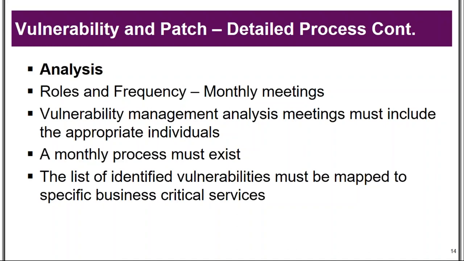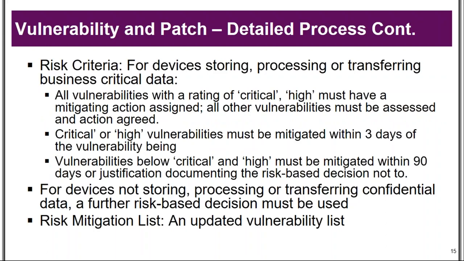So speaking of that, let's talk about risk criteria. So we're going to establish a risk criteria for everything that we have, for our devices storing, processing, and transferring our business critical data. And we're going to rate that, right? We're going to rate it as high, low, medium, whatever rating system you want to use. But here's what I recommend. All vulnerabilities with a rating of critical or high have to be mitigated. They have to have a mitigating action assigned to them, first of all. And then we have to have a certain amount of time we want to deal with these things, depending on the criticality of it.